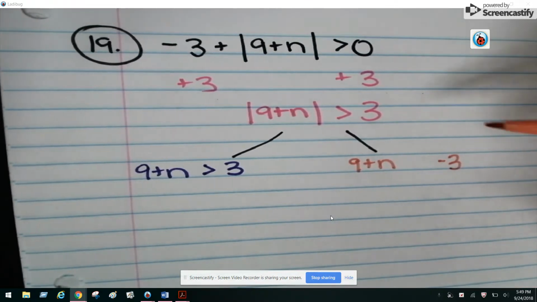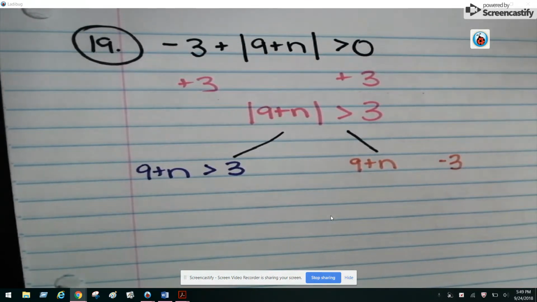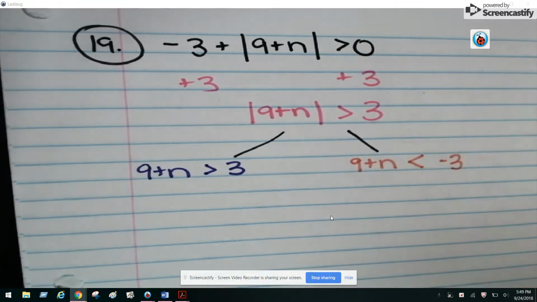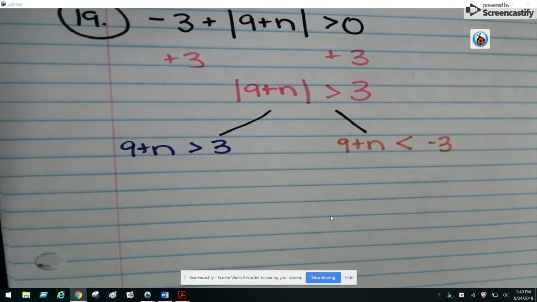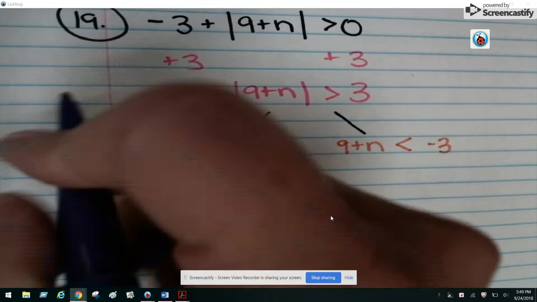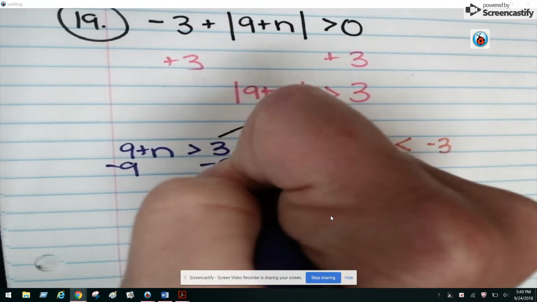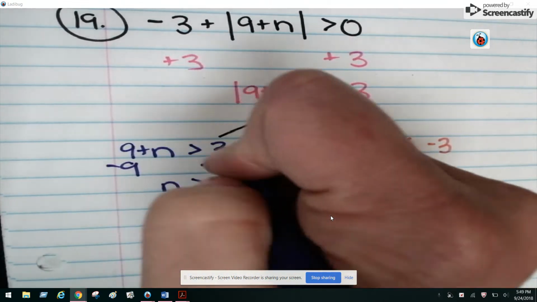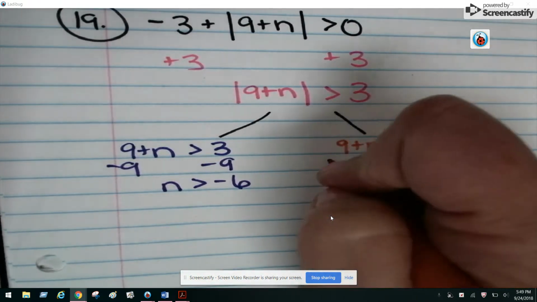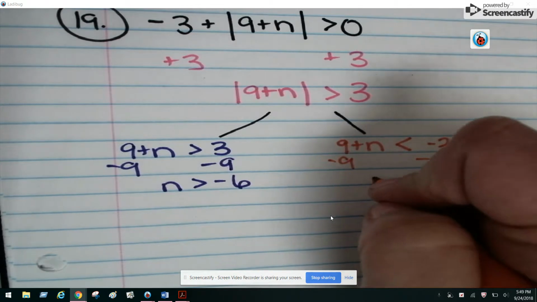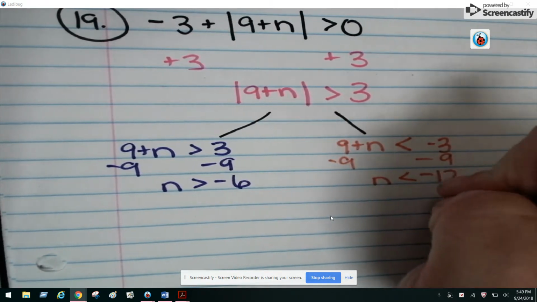And since we're changing this to a negative, essentially it's like what we would do if we were dividing or multiplying by a negative number. I need to flip the sign. So if you made an error, it might be that you forgot to flip the sign here. And then from here, I'll go through and solve. Should be pretty straightforward. n will be greater than negative 6. And then over here, n will be less than negative 12.